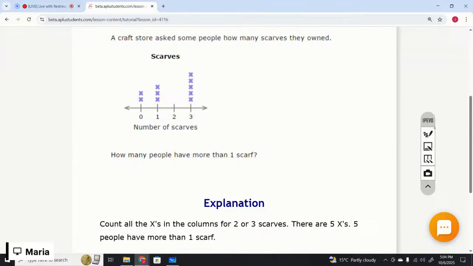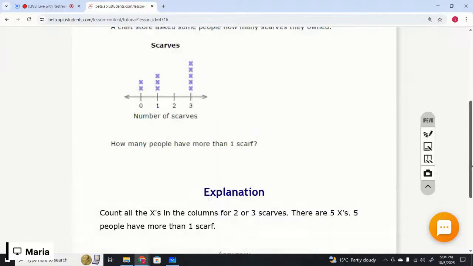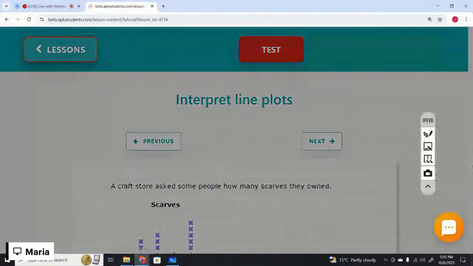More than one means any number that is greater than one. So more than one, we have two and three here. So we need to count the crosses in the more than one. There are one, two, three, four, five. So more than one means five of them. Five of the people have more than one scarf. Let's just start with the test questions.